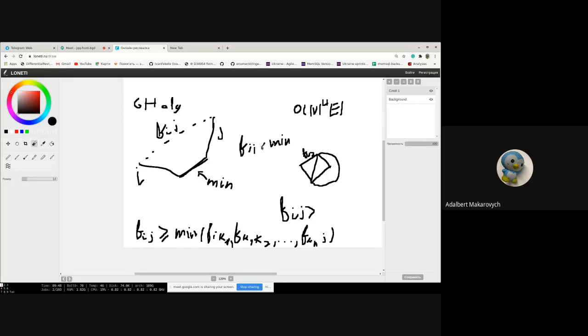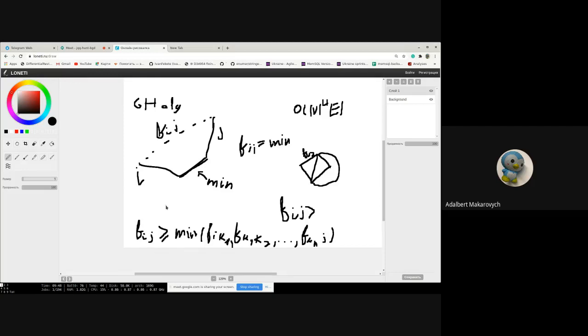What does it mean? It means that for every pair of vertices I and j, we'll have a flow in the tree exactly the same as a max flow in the original network. So our goal is to efficiently construct this tree. How do we do this?